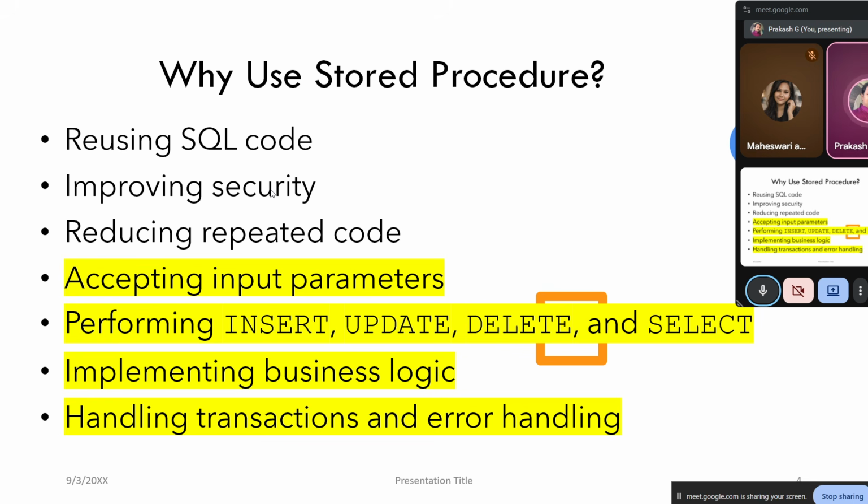Improving security. We are not exposing the table's information directly to the user. This is a very, very important point, guys. We always call a stored procedure from your backend code. Backend code means your C# code or Java code or Python code. We never directly interact with the table, so it is more secure compared with the raw SQL statement. That is why we always prefer writing a stored procedure and then calling it for CRUD operations.